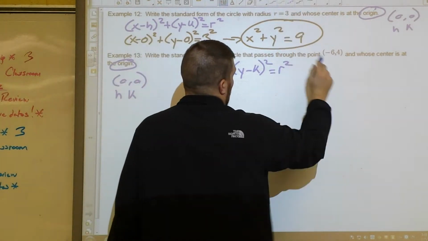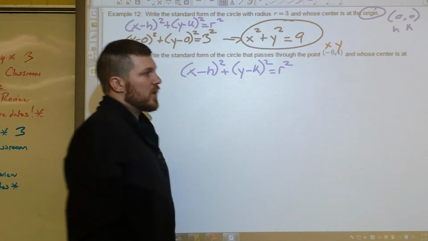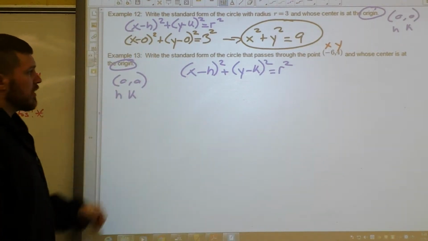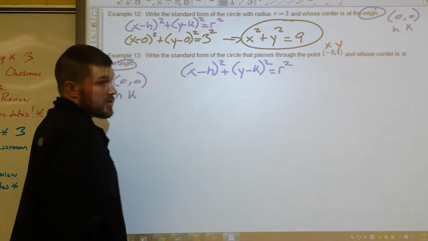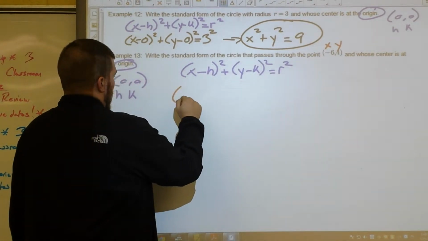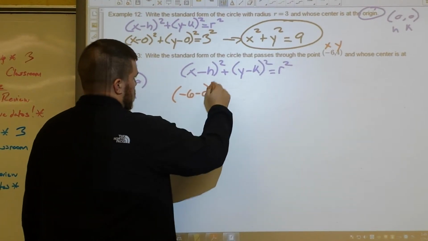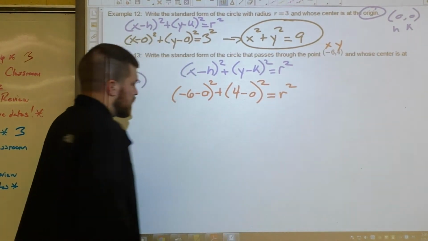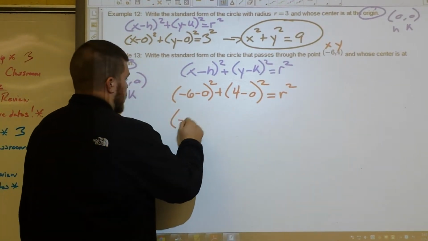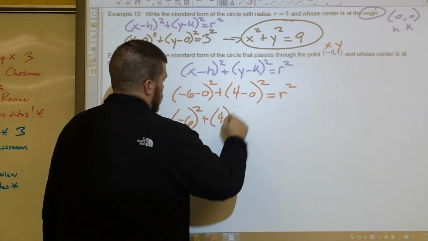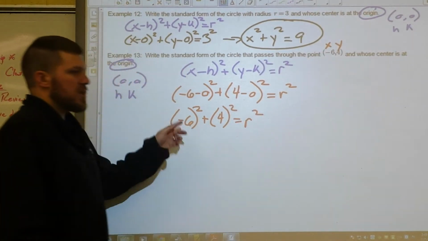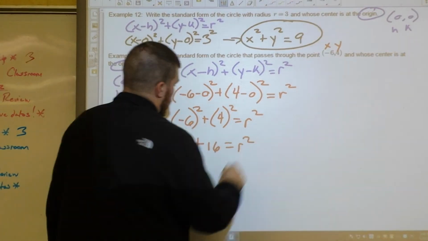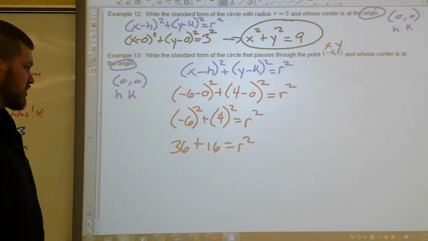To do that, I want to plug in my x and my y into my equation and solve for r squared. So I'm going to plug in my x and my y, I'm going to plug in my h and k. The only thing that's going to be left over is my r. Okay, so I have (negative 6 minus 0) squared plus (4 minus 0) squared equals r squared. I want to clean this up as much as I can, so I have negative 6 squared plus 4 squared equals r squared. And keep cleaning up as much as I can, so 36 plus 16 equals r squared. Again, clean up. 36 plus 16, that's 52.